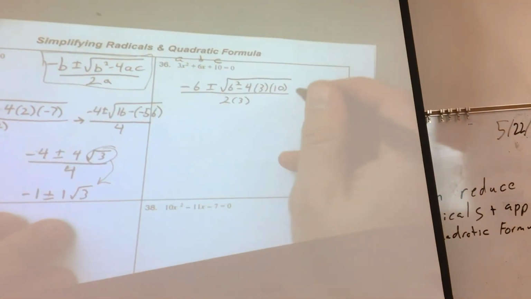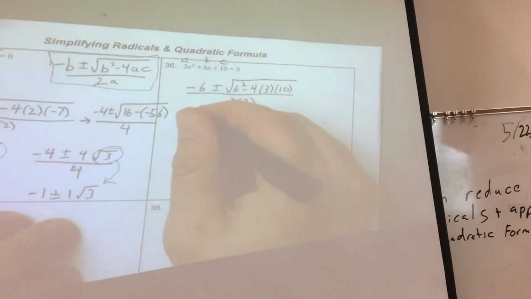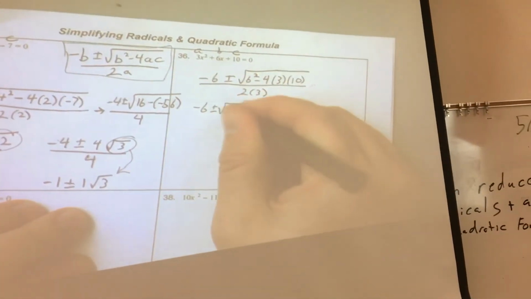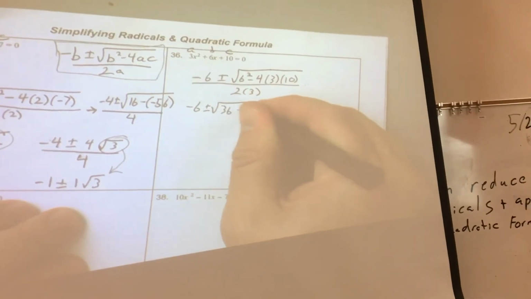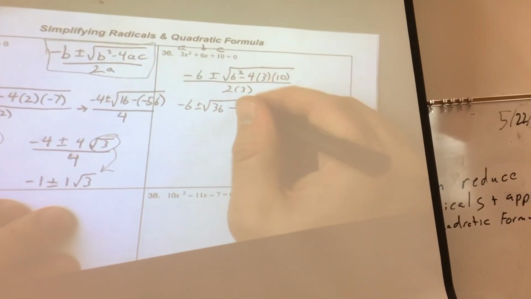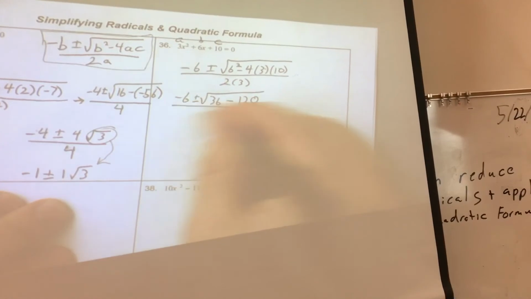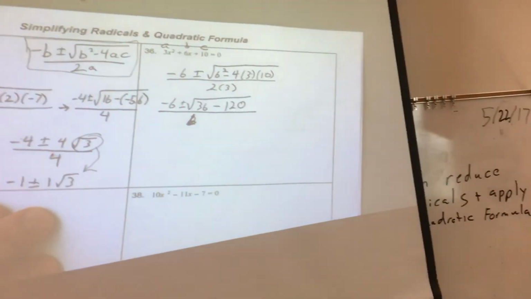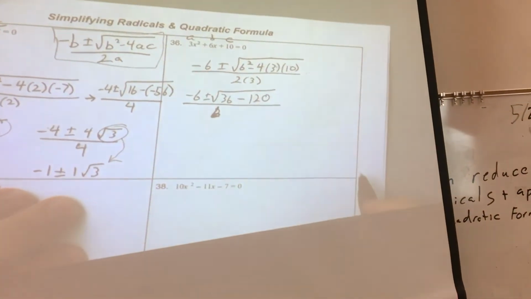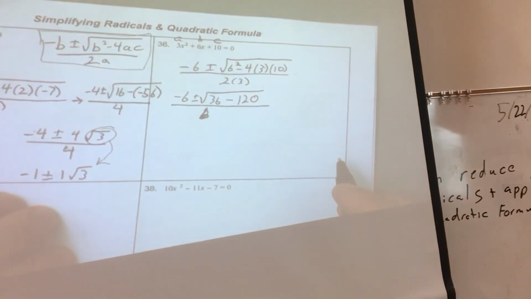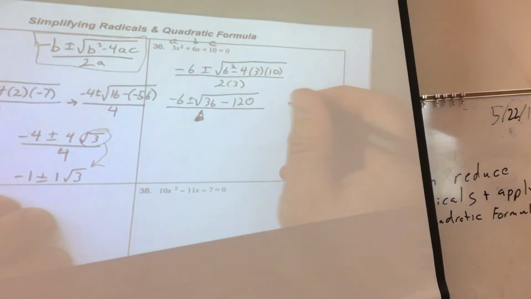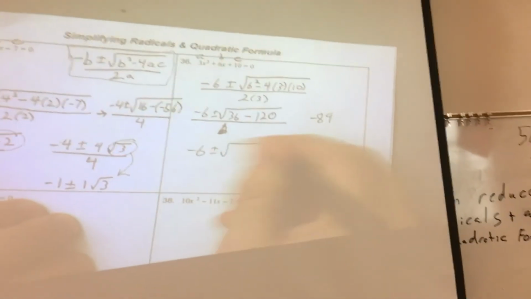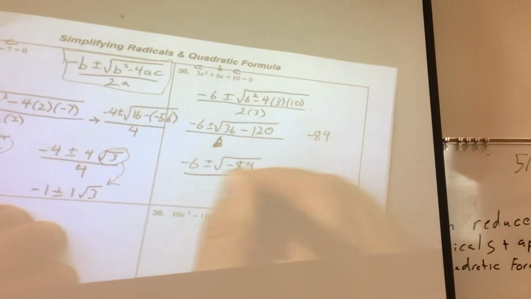Now in this case, I'm still moving forward, so I've got a negative 6 plus or minus 6 squared is 36 minus 4 times 3 is 12 times 10 is 120 all over, this would be 6. 2 times 3 is 6. Now 36 minus 120 is going to be a negative 84. So I've got negative 6 plus or minus the square root of negative 84 all over 6.